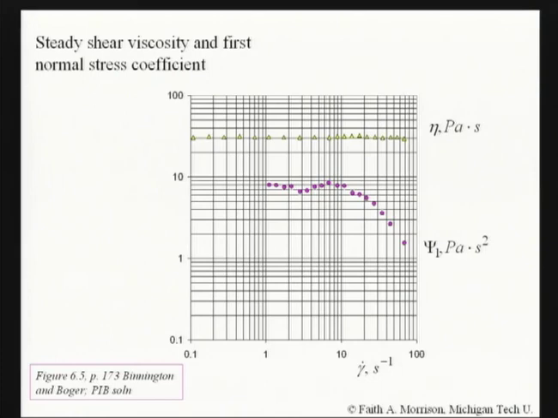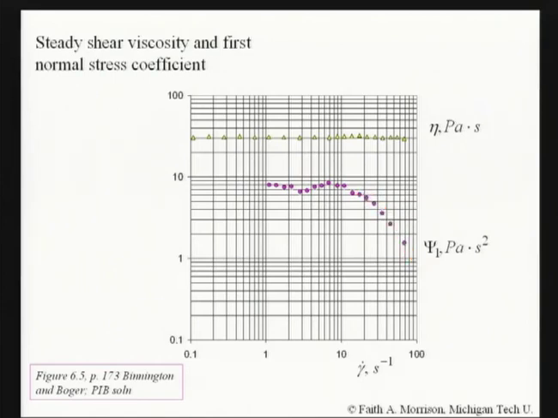You have to know a lot about a material before you can truly say it's Newtonian or it's power law or it's anything. So this is a material that's called a Boger fluid. It has a constant shear viscosity and a non-zero first normal stress coefficient. And this particular one shear thins, but only in first normal stress coefficient.